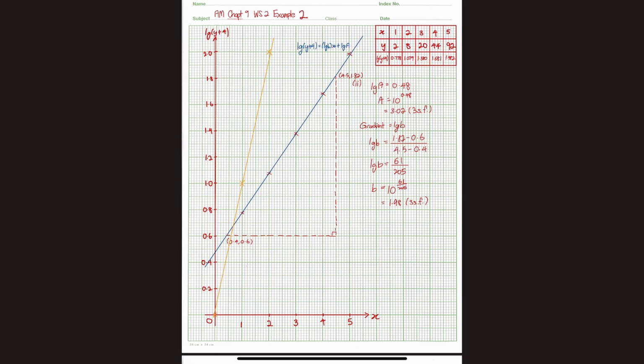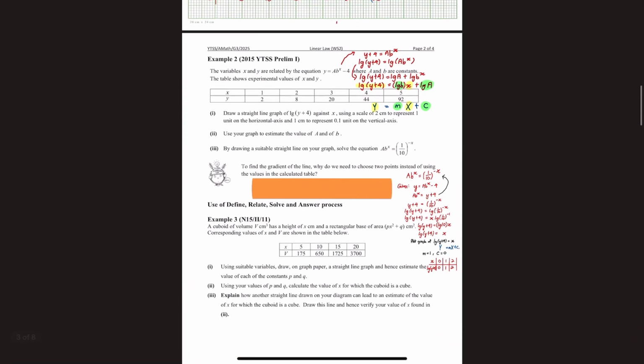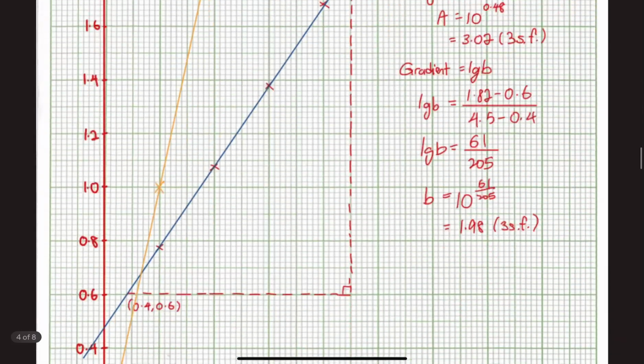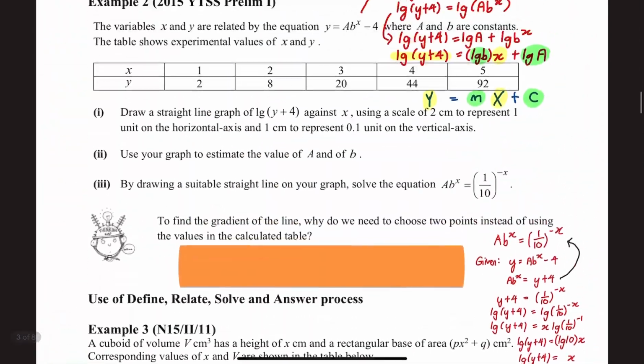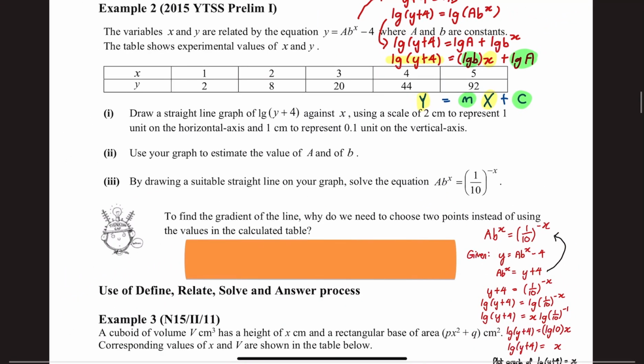I try to identify what is my corresponding solve the equation here. So that means I want to find the value of x. This equation, the only unknown is x. So what is the value of x such that these two lines intersect?